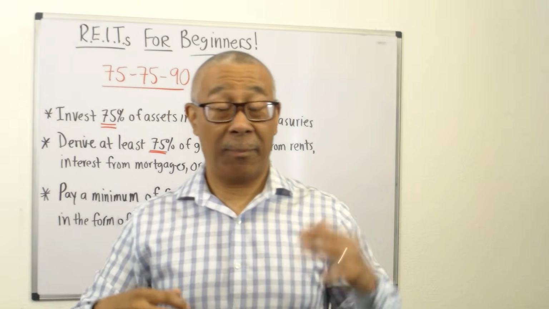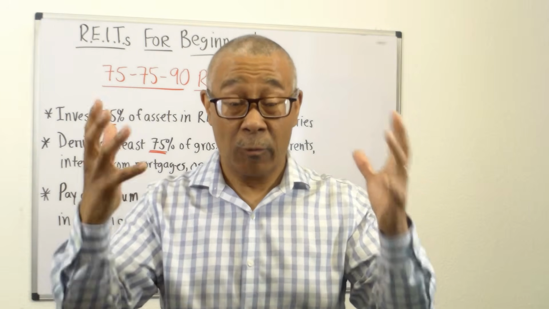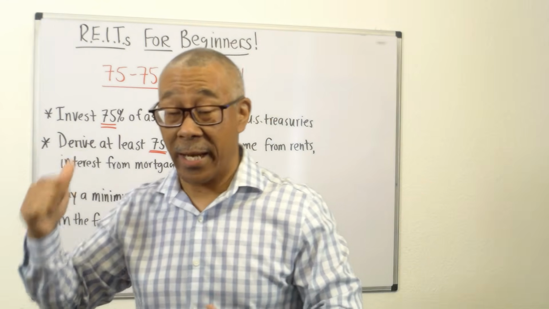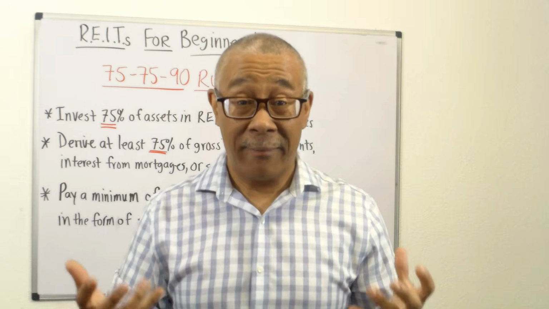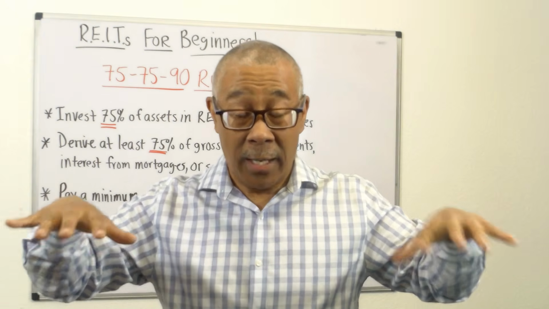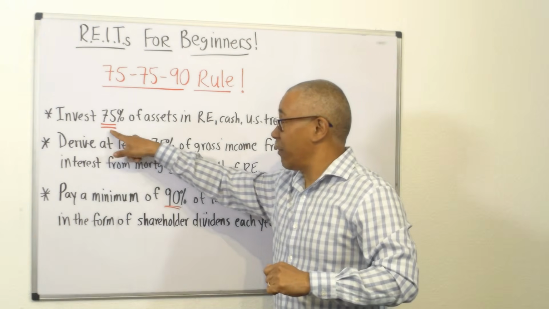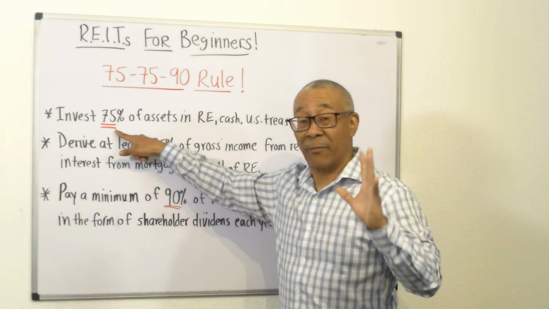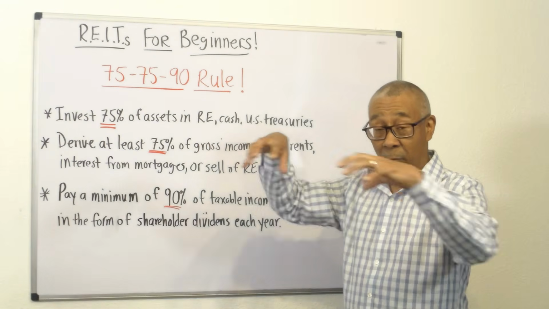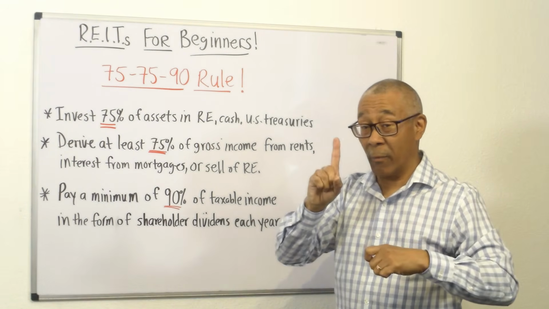Before I go into the pluses and minuses or the pros and cons of investing in REITs, I need to give you a little bit of context. This is known as the 75-75-90 rule that all REITs are under per the IRS. All right. So the first rule is that REITs must invest 75% of all assets in real estate, cash, or U.S. Treasuries. That's rule number 1.